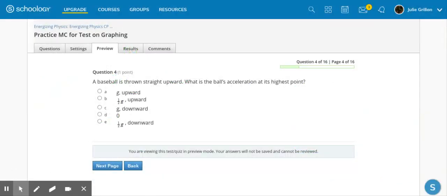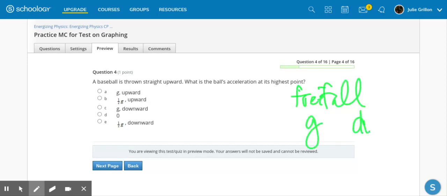A ball is thrown straight upwards, a baseball. What's the acceleration at its highest point? Sorry, guys. When something is thrown upwards, as soon as it's let go, it's in free fall. Its acceleration is g, and that's always pulling down. So where's g? g downward.